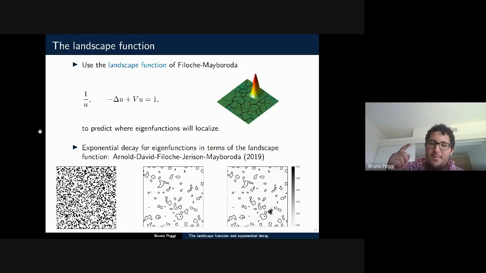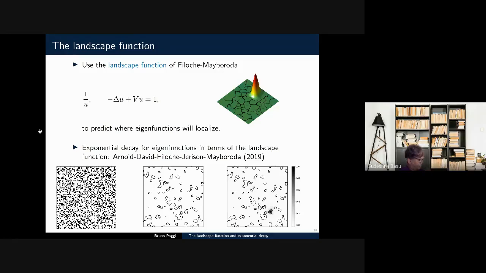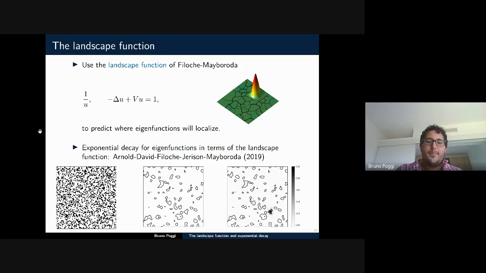So by just computing what 1 over u is, you can draw this map, which will tell you where the eigenfunctions will localize. That is one of the powers of this landscape function, although there are many others, because it has also been used, for instance, to extend the Weyl law, to give a stronger version of the Weyl law.